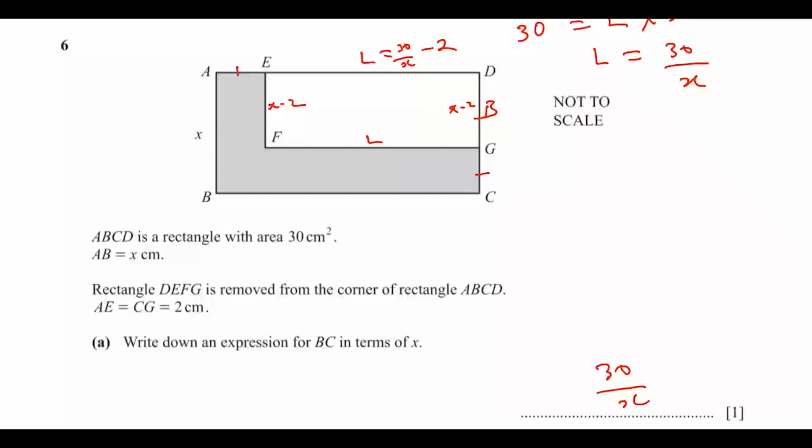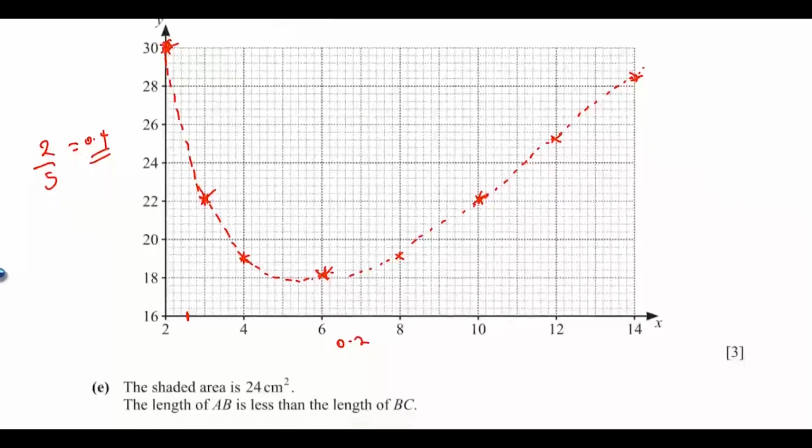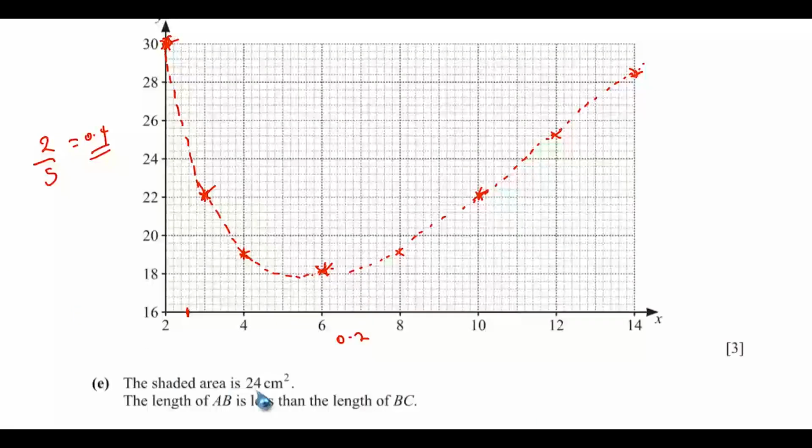So what we need to do is to go to the grid. Since we are told that the shaded area is 24 centimeters squared and this curve represents the area of the shaded portion, we need to draw a line at y equals 24 centimeters squared here.